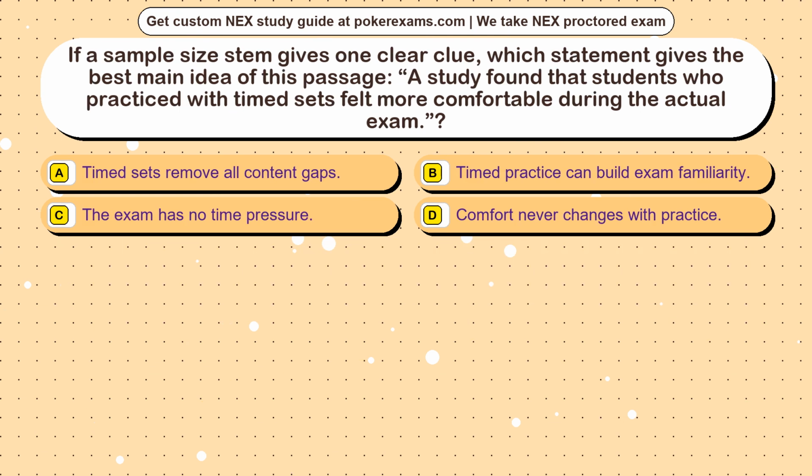Question 4. If a sample size stem gives one clear clue, which statement gives the best main idea of this passage? A study found that students who practiced with timed sets felt more comfortable during the actual exam. Option A. Timed sets remove all content gaps. Option B. A timed practice can build exam familiarity. Option C. The exam has no time pressure. Option D. Comfort never changes with practice.